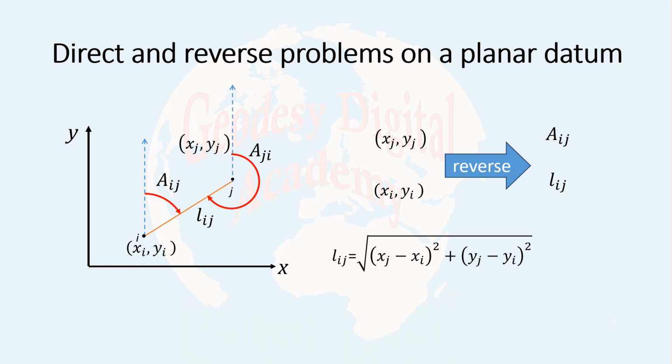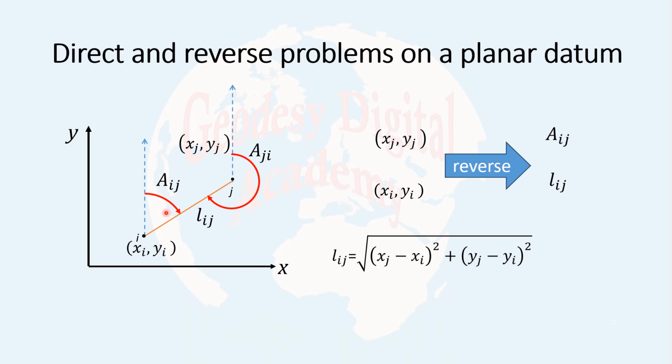The distance can simply be computed from the coordinates based on Pythagoras' rule. So if I have the x coordinate of the point j minus the x coordinate of the point i squared, plus the y coordinate of the point j minus the y coordinate of point i squared, and the square root of the sum of them. That's a well-known formula in geometry.